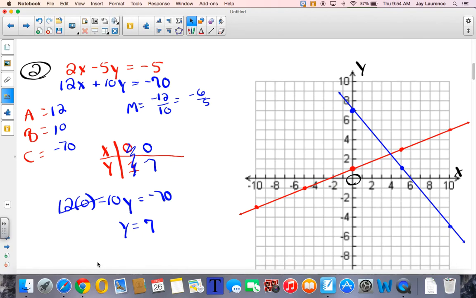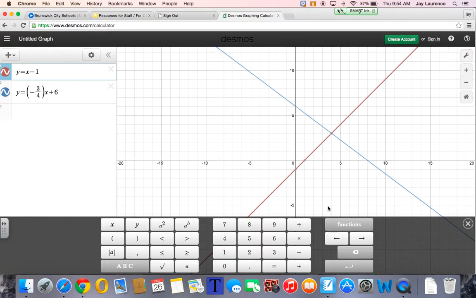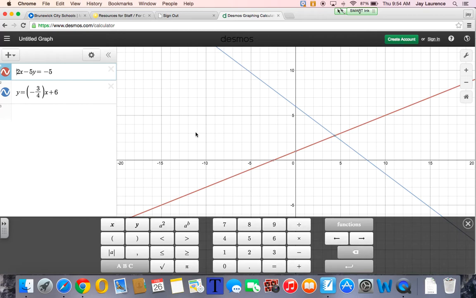So what do I got? 2x minus 5y equals negative 5. So I'm going to clear that out and go 2x minus 5y equals negative 5. Oop, I've got too many equals here. Let me get rid of all this. Sorry about that. There we go.